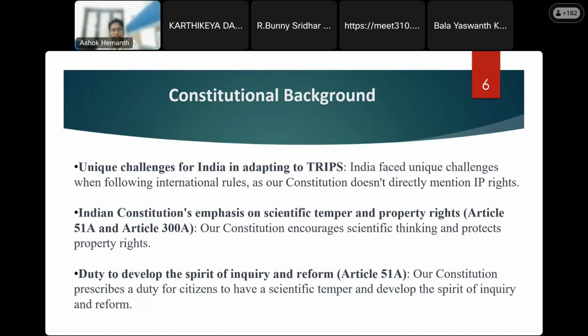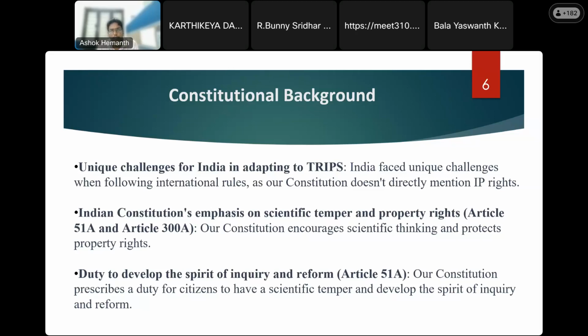Because these provisions are there, what does scientific temper mean, which we got from Article 51A? Every person in India should have scientific temper. This word was actually introduced by Jawaharlal Nehru while writing the Constitution. Scientific temper means every person in India should think scientifically. And Article 300A gives a right to property, and it protects the property.